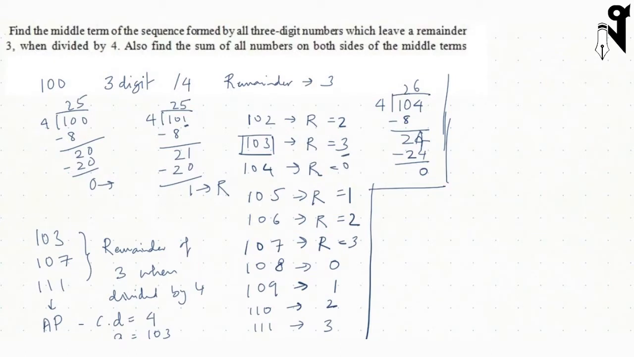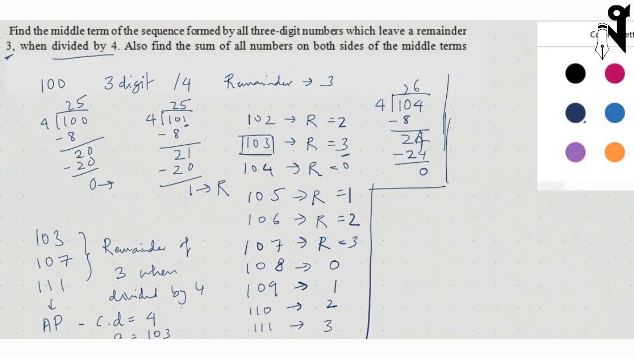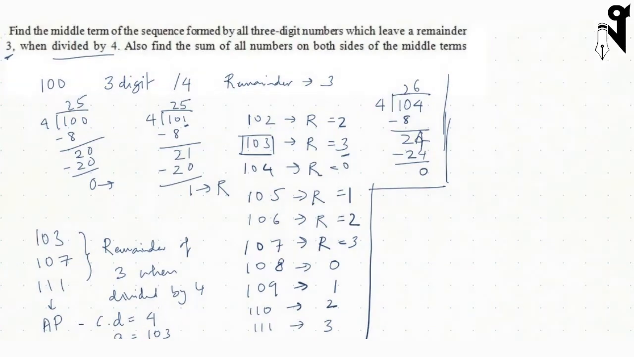What we have to do is first find the end of this AP. Only the end of this AP will give us the number of terms and hence the middle term. So let's find the number of terms. Let's find the very last term which satisfies the condition that when divided by 4 gives a remainder 3. I'm trying to find the end of the sequence now. The last three-digit number is 999.